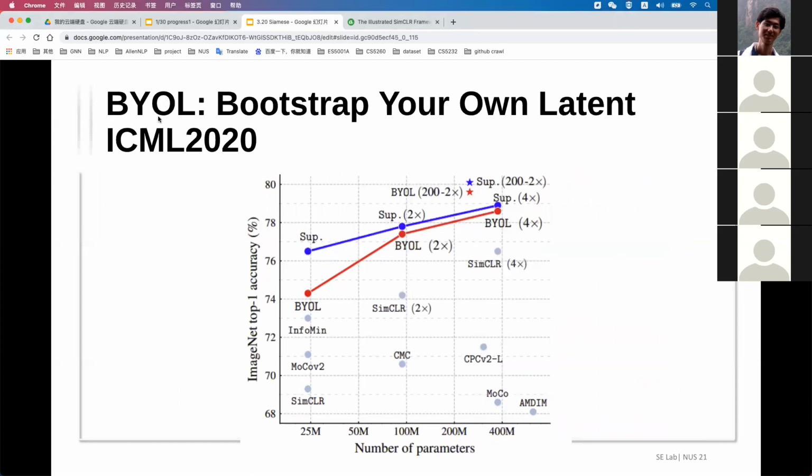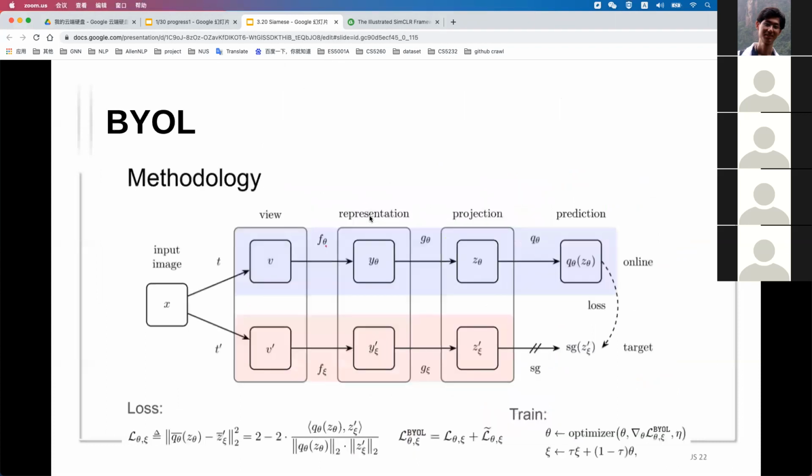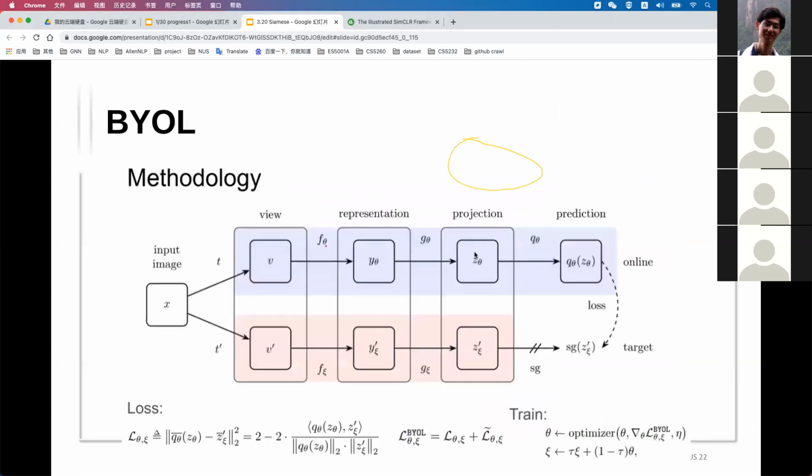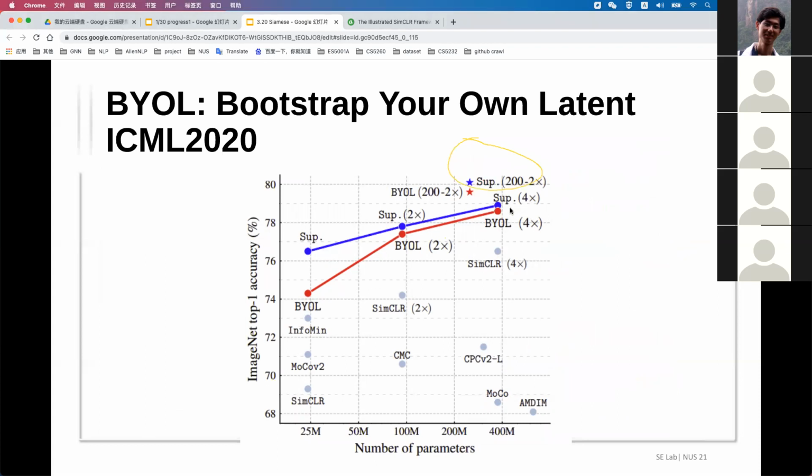So now we talk about BYOL. It is published by DeepMind, and this picture is very interesting because we just had a picture before. It shows that actually CMCR is not very good, and BYOL is much better than CMCR. It was also published at ICML 2020.